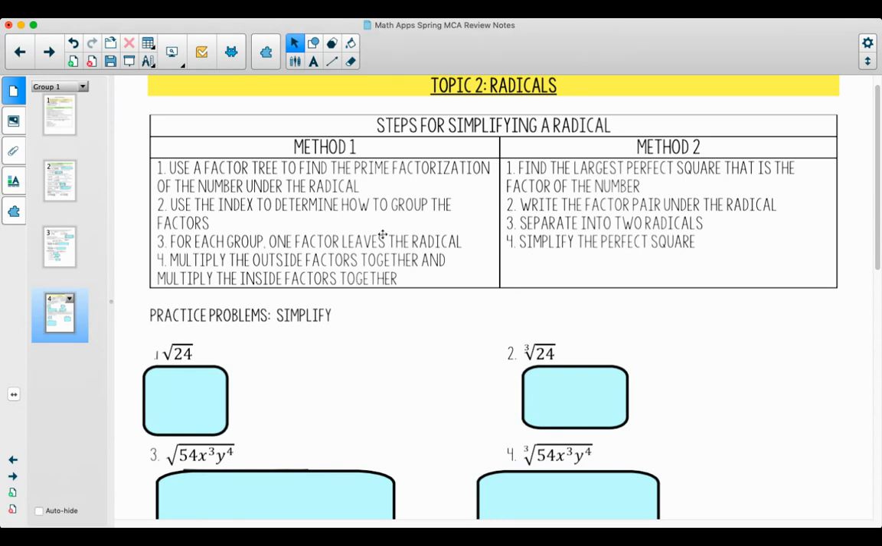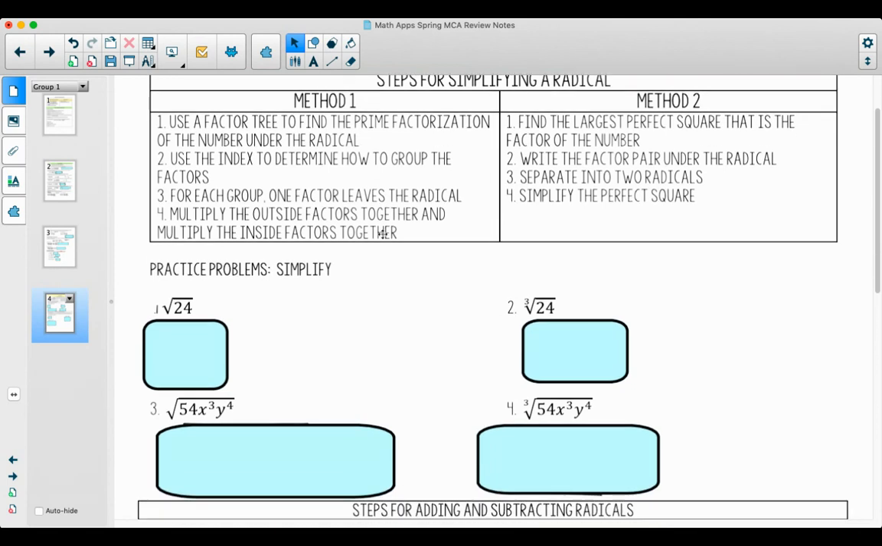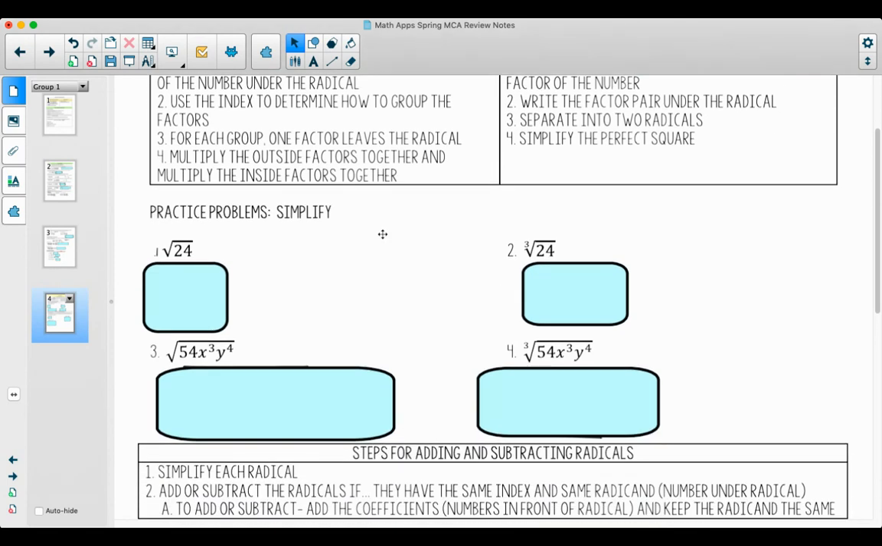Either we make a factor tree and we then circle groups depending on the index, or we look for that largest perfect square or largest perfect cube and rewrite it as 2 separate kind of radicals and go from there. So in this first set of practice problems, we just want to simplify. So that just means that it's not in simplest form. There's a perfect square or a perfect cube hidden inside our radical.